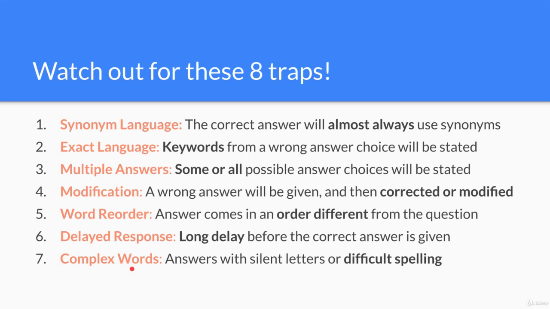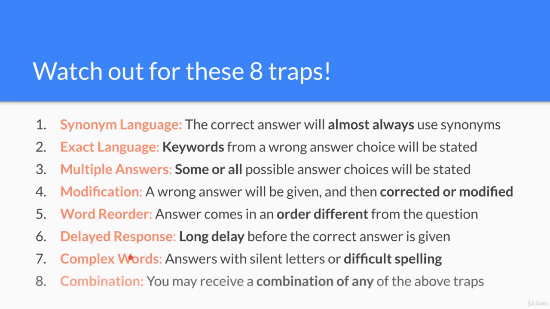Next, complex words. Sometimes the answers are going to be complex words, so words that may have silent letters, perhaps difficult spelling, or they may be words where the answer is made up of two words, or perhaps you may have to use a hyphen in between words in some of the answers. So they're going to use answers that are more complicated than usual.